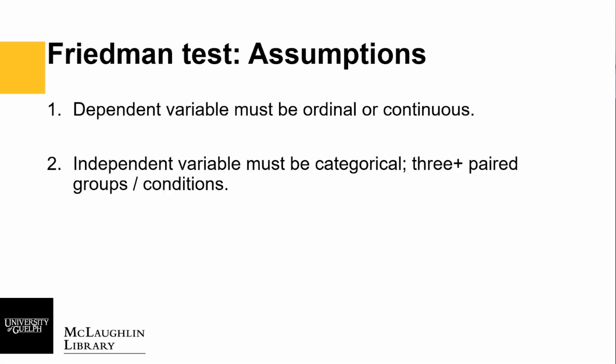What are the assumptions of the Friedman test? We only have 2. The first is that your dependent variable must be ordinal or continuous. And the second is that your independent variable must be categorical. It has to have 3 or more paired groups or conditions. It means they're matched. The same participant is in 3 different groups, for example.